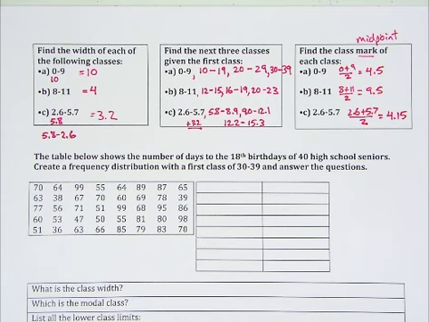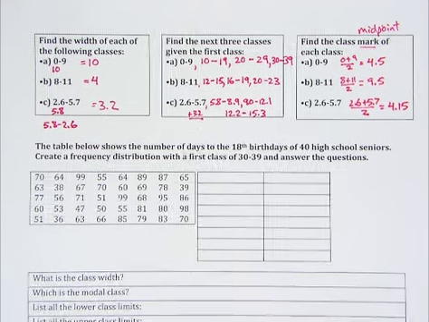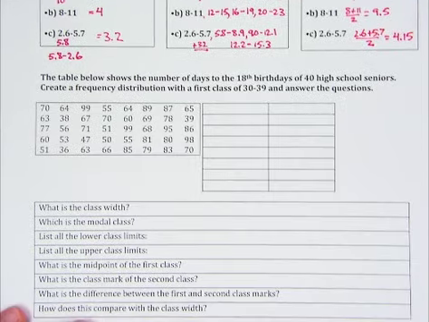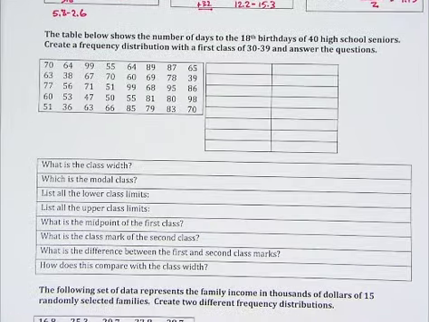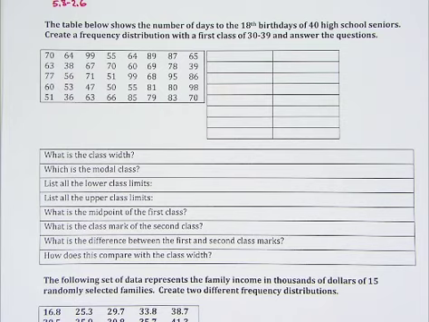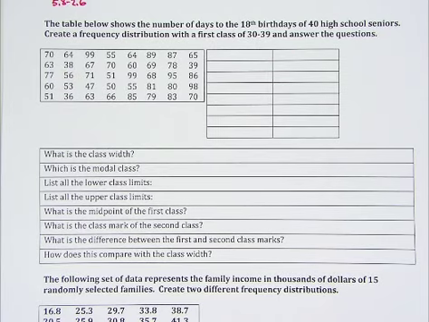All right, so we're going to actually try this now on a set of data. We're going to use classes to help us organize this to be able to analyze it. So the table below shows the number of days to the 18th birthdays of 40 high school seniors. Create a frequency distribution with a class of 30 to 39 and answer the questions.